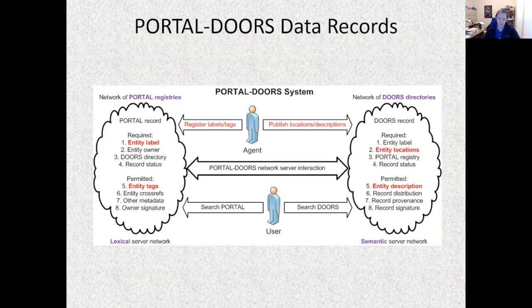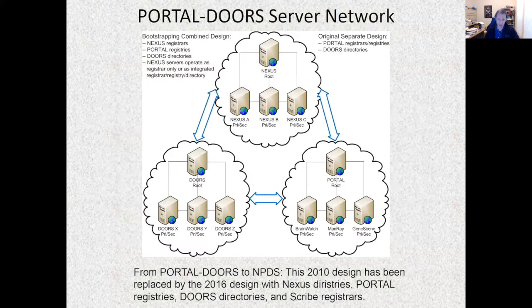So here are some figures from the original papers on some of the key fields that were considered either required or permitted in terms of the data records on the portal side and the door side. And of course, when you have a nexus record, they're combined, so you get them all in a single nexus record. This slide helps to show some of the evolution of the design over the years.